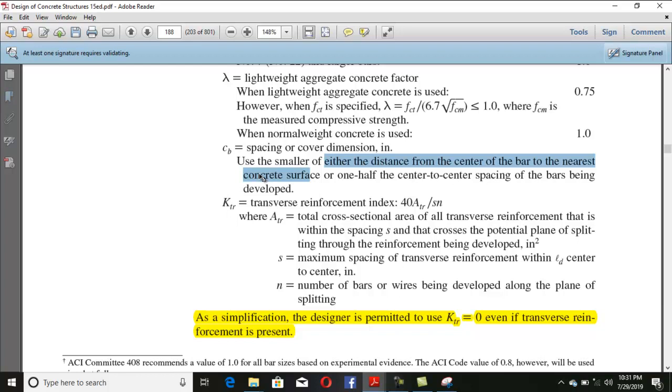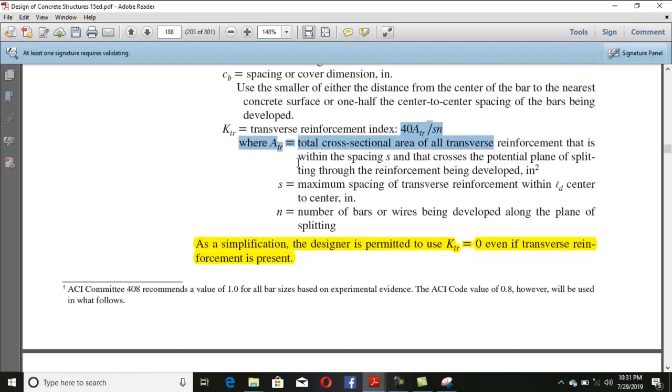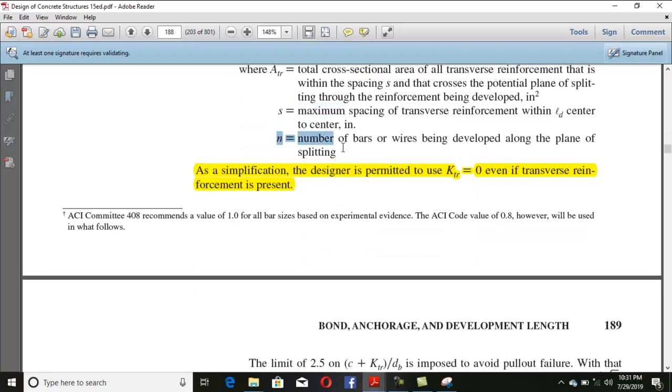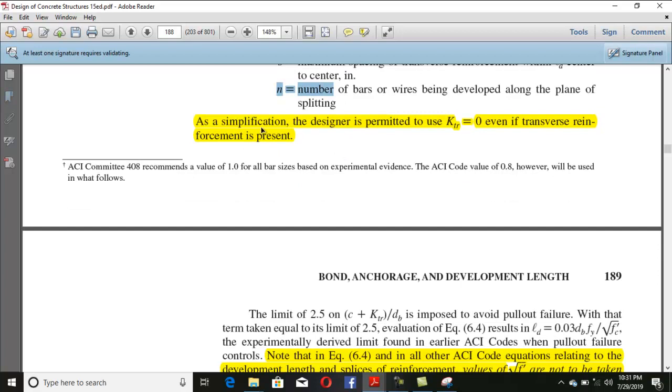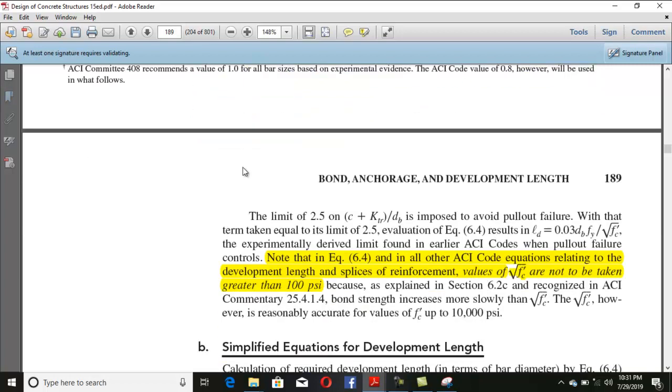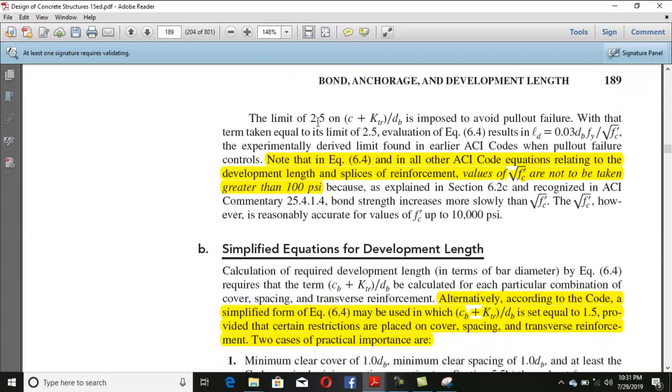Okay, Ktr, transverse reinforcement index, which is equal to 40 Atr over s n. Okay, what is Atr? I already mentioned. What is s? I already mentioned. What is n? I already mentioned. It is a simplification. The design is parametric to Ktr equals 0. What important term? That for simplification of this formula, Ktr is sometimes taken by the designer as equal to 0. The limit of 2.5 on (Cb plus Ktr) divided by db is imposed to avoid pull-out failure.